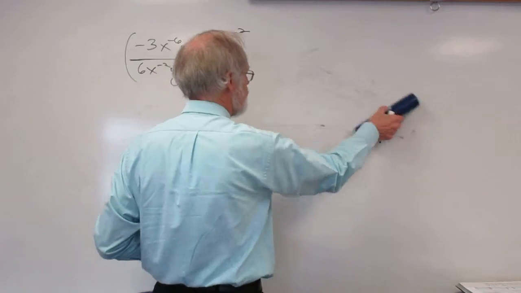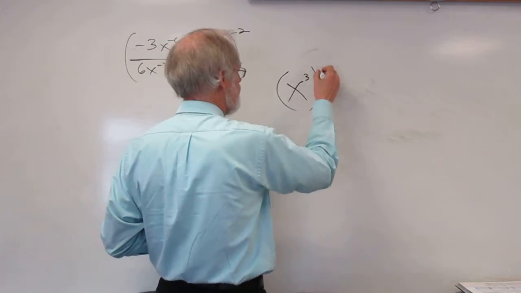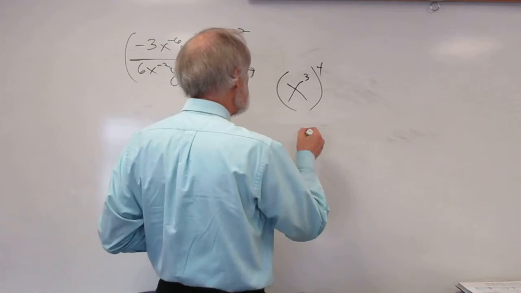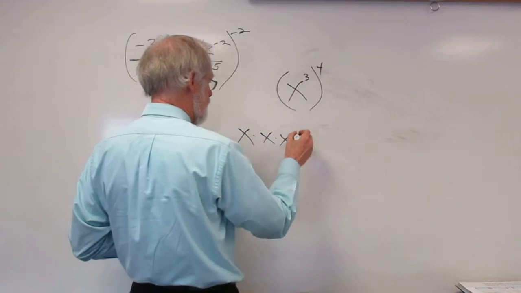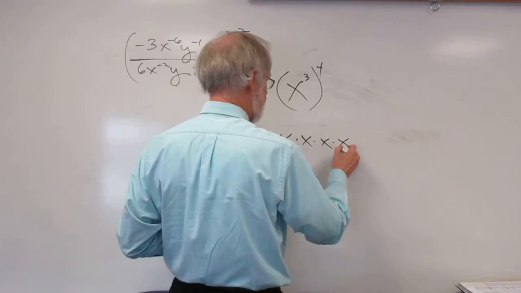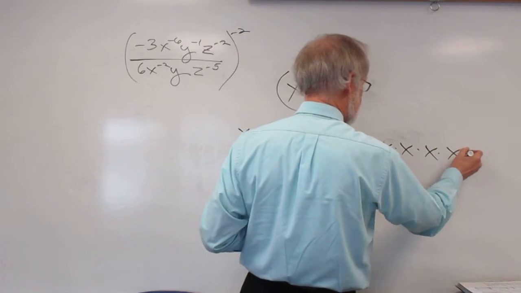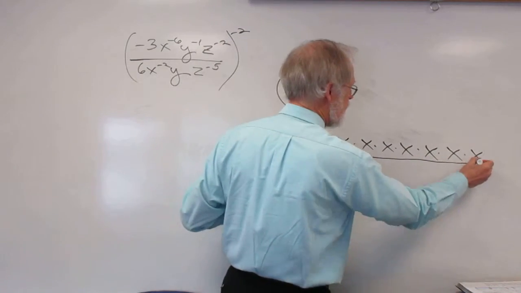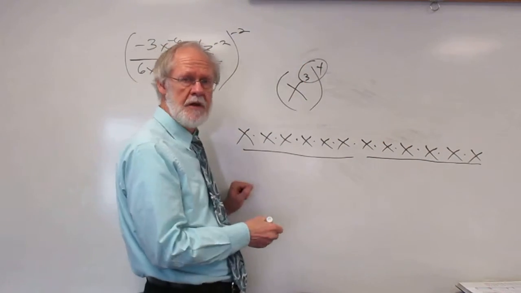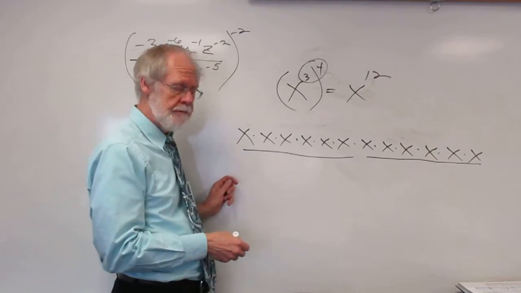All right, the next rule is if you have x to the third raised to the fourth power, that's going to be x to the third, x times x times x, and there are four of them, so times x times x times x, times x times x times x, times x times x times x. 1, 2, 3, 4, 5, 6, 7, 8, 9, 10, 11, 12. You multiply the exponents, and you get here x to the 12th power.